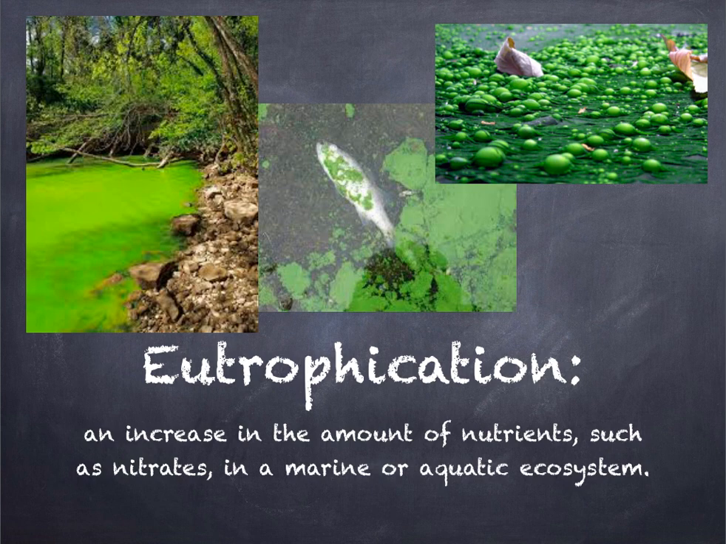Eutrophication, we're going to talk a lot about this through this unit, but this is an increase in the amount of nutrients such as nitrates in a marine or aquatic ecosystem. It's really important to note that we actually contribute to eutrophication by utilizing more fertilizers on our lawns, and the runoff of fertilizers contributes to this. This is a natural phenomenon, but humans make it worse. You can see this dead fish here, and you can see the algae growth because of the abundance of nutrients from fertilizers.